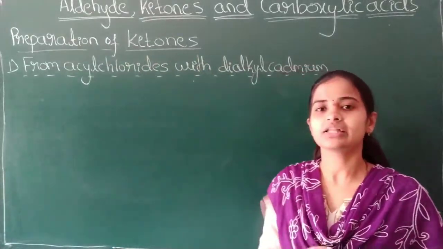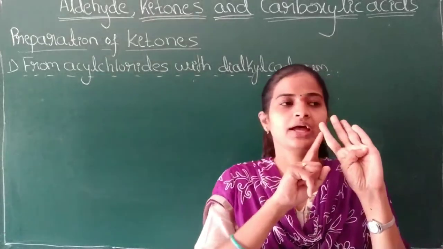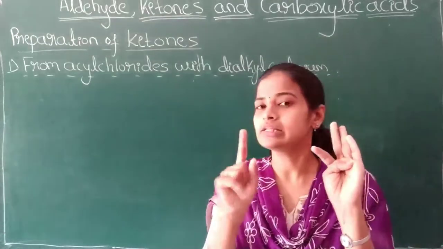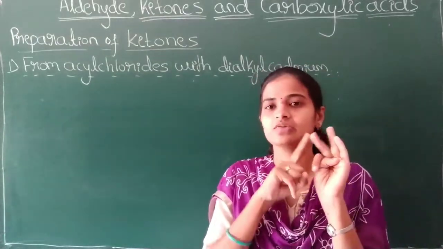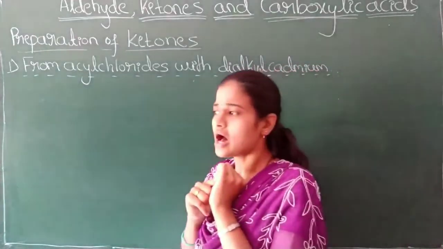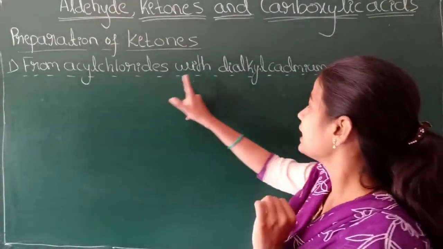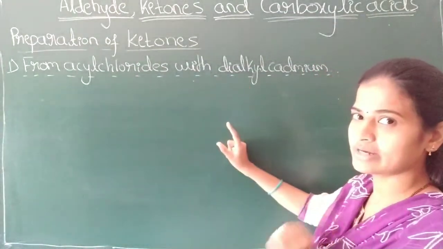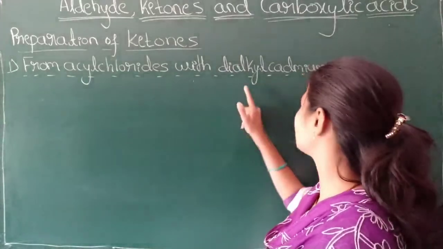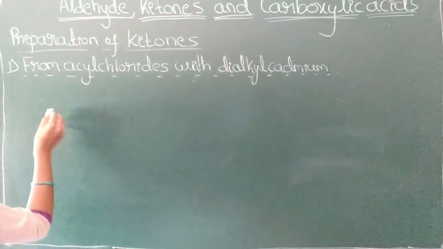There are three methods given in your syllabus. One is by using acyl chlorides, the next one is by using a Friedel-Crafts reaction, and the third one is by using nitriles. So now let us study how the ketones are prepared. First method, from acyl chlorides by treating the acyl chloride with dialkyl cadmium.